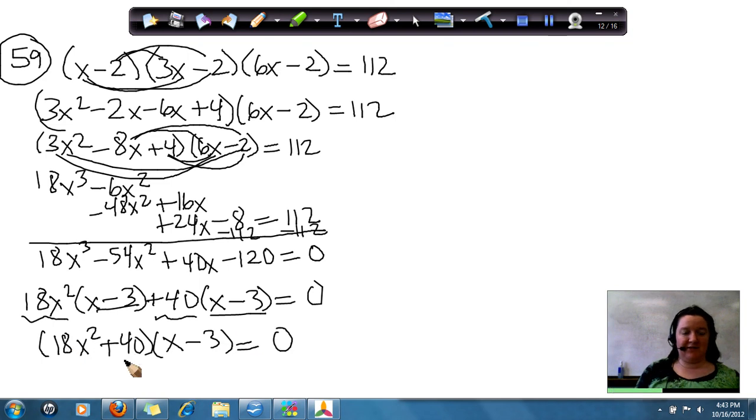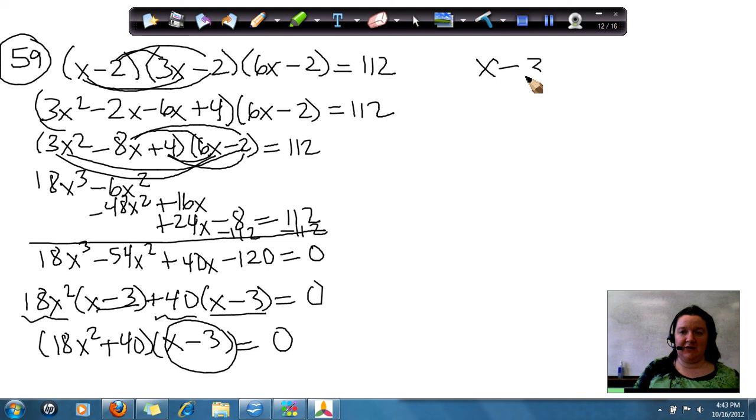Now, if I was to make this equal to 0, I'd end up getting 18x squared equals a negative 40. Well, if I take the square root of a negative 40, I'm going to get something that's an imaginary number. And I need something that's real. So this I'm not even going to solve because it's going to give me an imaginary number. So let's solve this part.